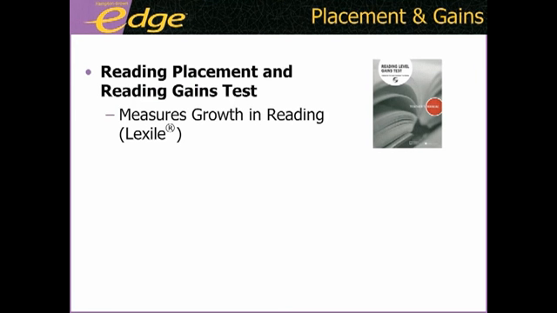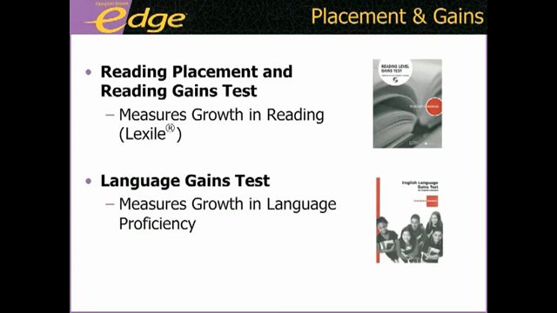The Reading Placement Gains test places students into the appropriate level of EDGE by reading level. The Reading Gains test comes in 3 parallel forms, so it can be used throughout the year to show the gains students are making in their reading level. Both of these assessments result in a Lexile level. The Language Gains test also has 3 parallel forms to determine students' language proficiency level, beginning, intermediate, or advanced. These can be used throughout the year to show the gains students are making in language development.